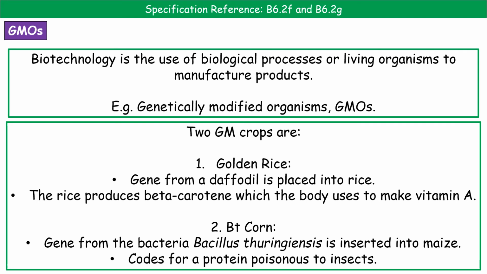Second one, BT corn. This is where we take a gene from a bacterium and we're going to put it into maize. Now, maize is just a crop plant that we use, a cereal plant. What that does is the maize then produces a protein which is poisonous to insects. As a result, the insects won't damage our maize plants. We get a much higher yield from that field.